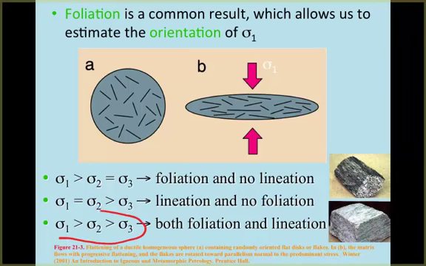Now, if the greatest compressional stress is larger than an intermediate compressional stress, and that's larger than the least compressional stress, you'll see both a foliation and a lineation. So whereas it might not look as well lineated as this rock, in the foliation plane, you may be able to see individual small minerals that are aligned in a particular direction that define sigma 3.